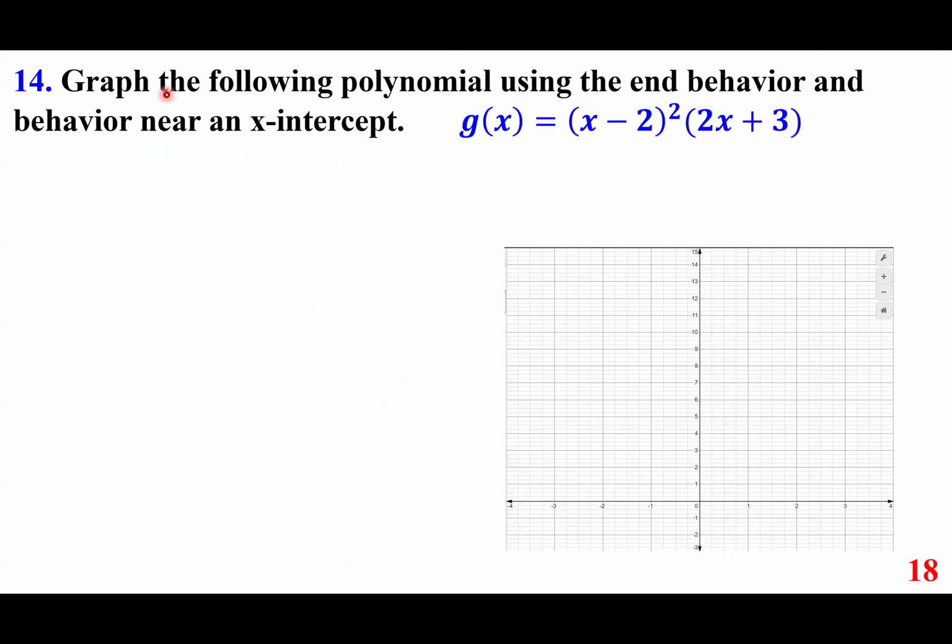Now graph the following polynomial using the end behavior and behavior near an x-intercept. G of x is (x minus 2) quantity squared times (2x plus 3). Well, we have the x-intercepts (2, 0) and (negative 3 halves, 0). This has multiplicity 2, this has multiplicity 1. Again, this has multiplicity 2, this has multiplicity 1.